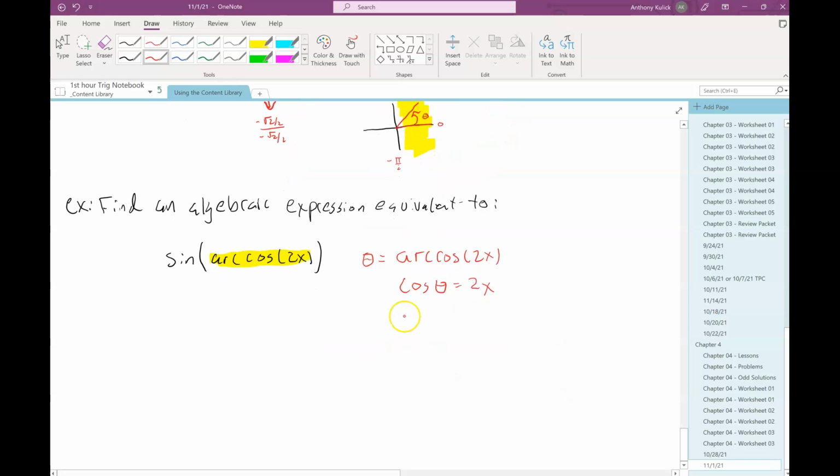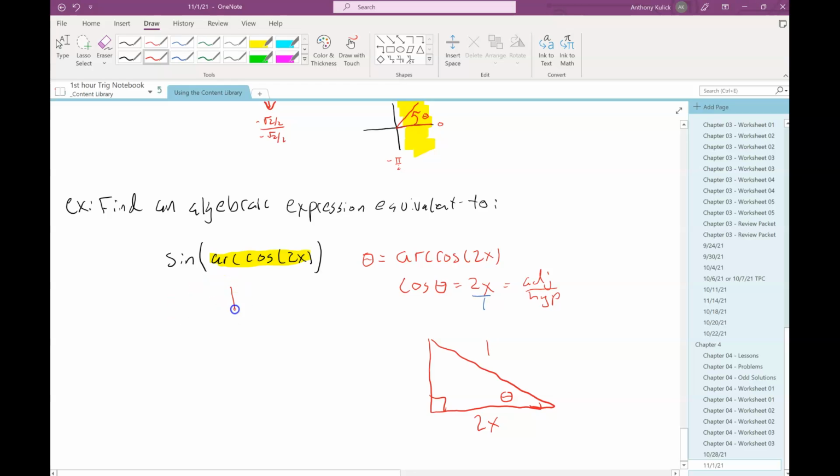And using that, I'm going to go back and use my right triangle definition. So I remember that cosine is adjacent over hypotenuse. So I'm going to draw myself a right triangle. Label one of those angles as theta. The side adjacent to theta is going to be 2x. And then the hypotenuse is going to be 1. Everybody's okay with what I've done so far?